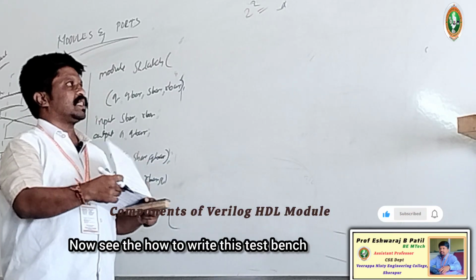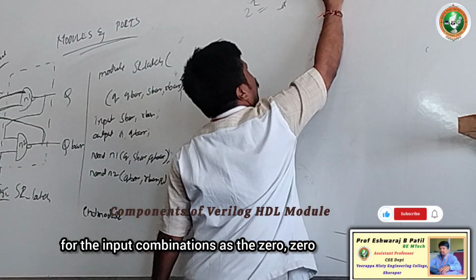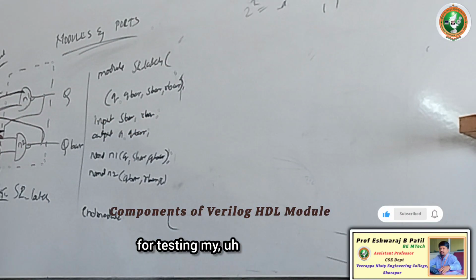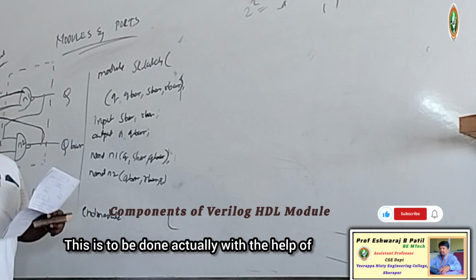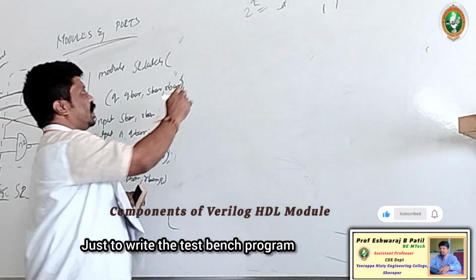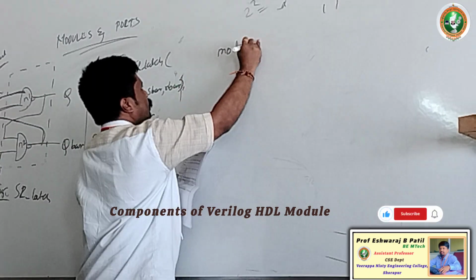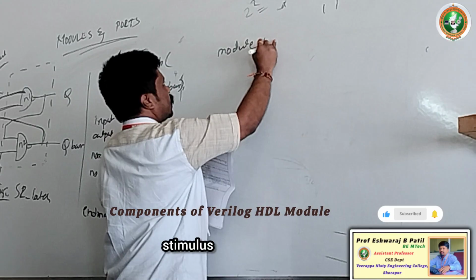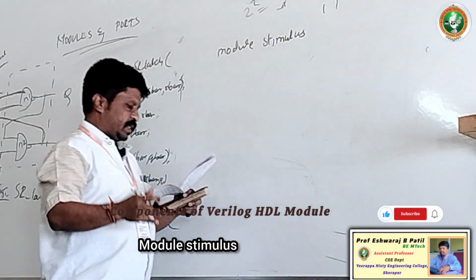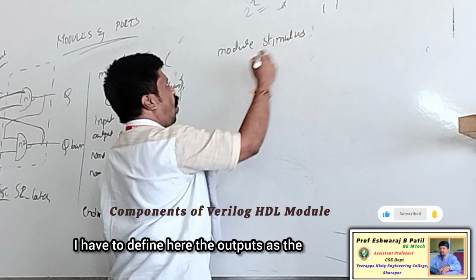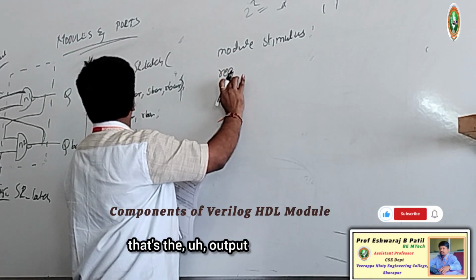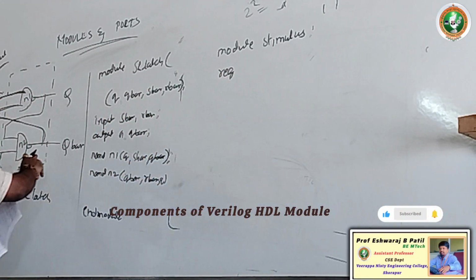Now see how to write this test bench for the input combinations 0 0, 0 1, 1 0, 1 1. I have to send these input combinations for testing my digital system. This is achieved by writing the test bench program. Just write the test bench program model, module stimulus. I have to define the outputs with the reg keyword. First, what is the output of this one?